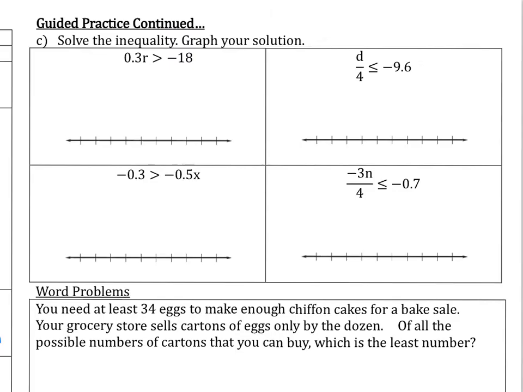Part C, solve the inequality and then graph your solution. Okay, so for this first one here, I can divide by 0.3. And since it's a positive number, I don't have to reverse my inequality sign, so my final answer would be r greater than negative 60. And I'm just going to plot the point negative 60, open circle, and point the arrow to the right.